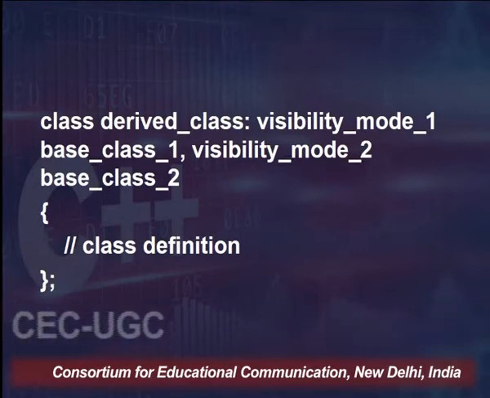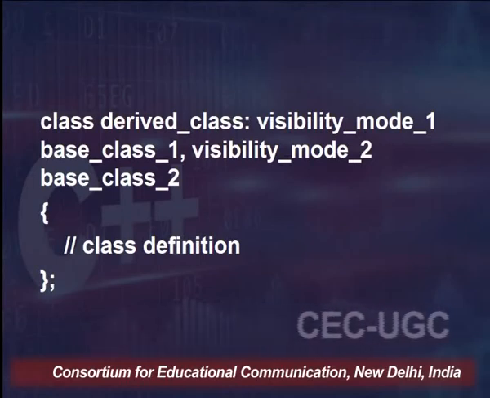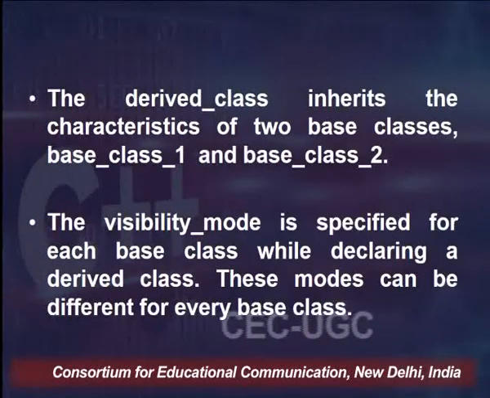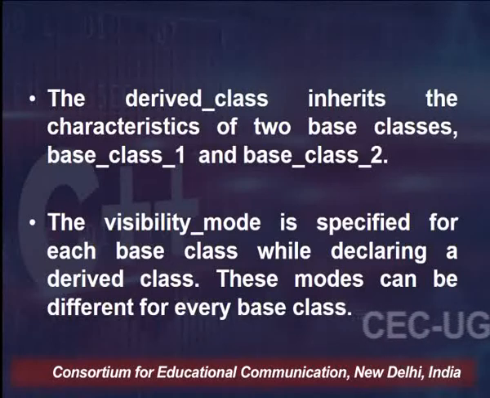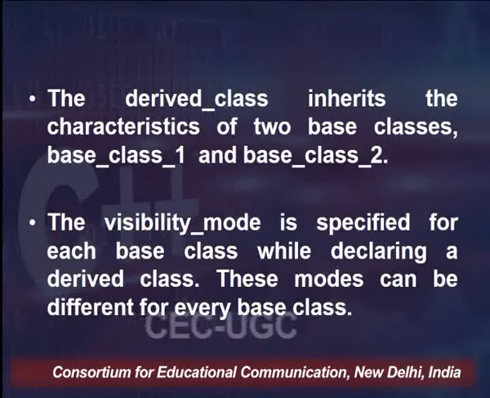of the derived class. So here the derived class is having two base classes, hence it is having multiple base classes. So multiple inheritance is there, and the visibility mode has to be specified for each base class while declaring the derived class. That is what I have already told you.